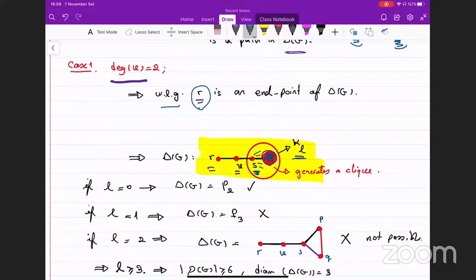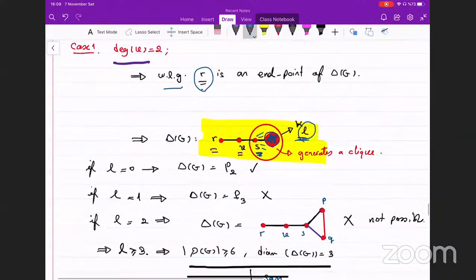Delta G will be something like this. But what can I say about L? Do I have any upper bound for L? If L is 0, you don't have this part. So what do you have? You have exactly RVS, which is a path of length 2. So you have only V as the cut vertex. This is obviously the unique cut vertex that you have, and we are done.